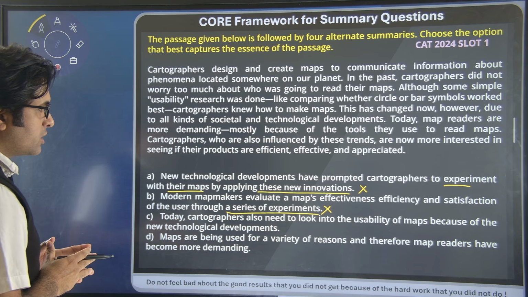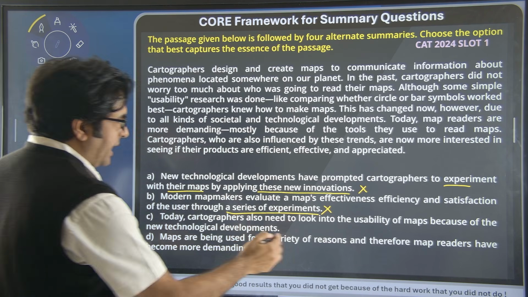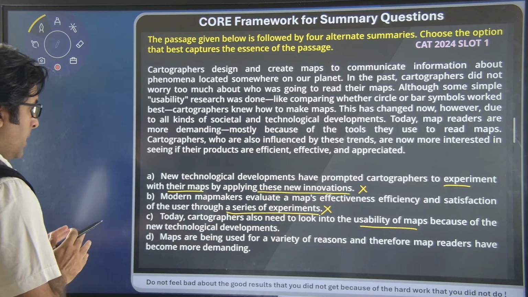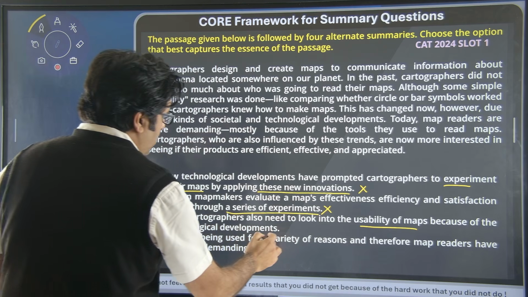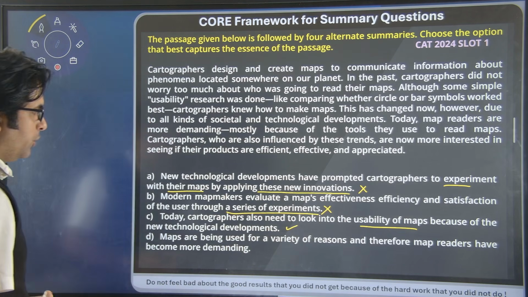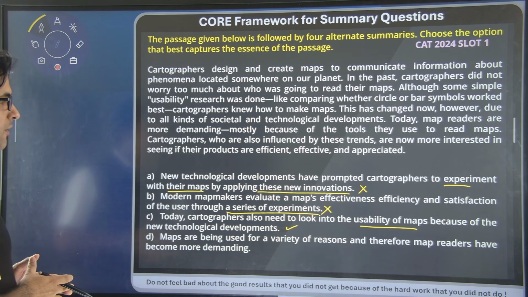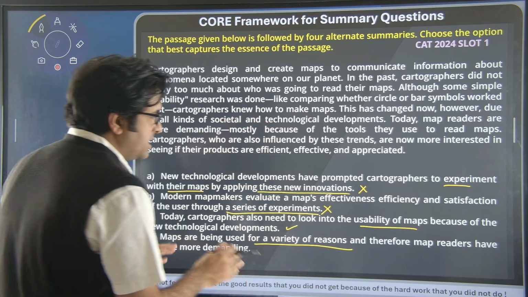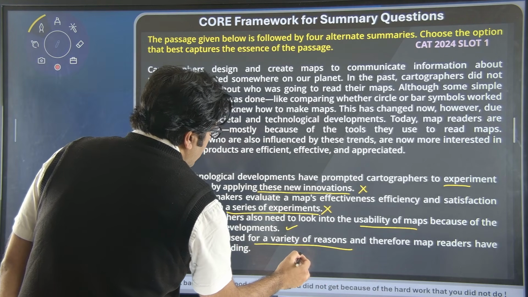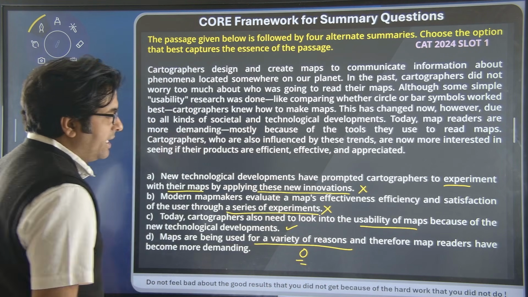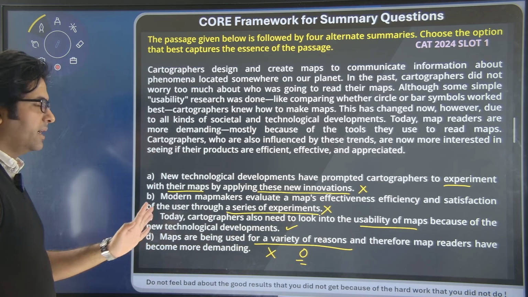Today cartographers also need to look into the usability. Yes, which earlier they did not, because of the new technological developments. Nothing wrong with this. This possibly could be an answer. Maps are being used for a variety of reasons. Which are the variety of reasons? That has not been mentioned. This is new information. Remember, omit anything new. We will reject this part. Correct answer is choice C.